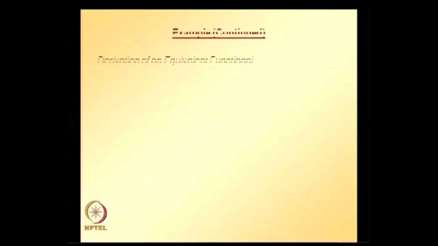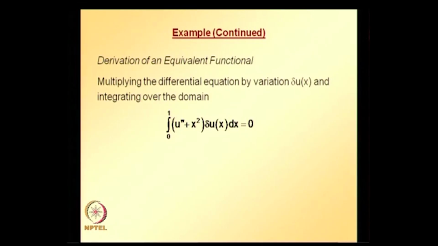So the first step is derivation of the equivalent functional. In that, what we need to do is multiply the given differential equation with the variation of the quantity that we are interested in, that is u, and integrate over the problem domain, that is 0 to 1. And here a new notation is used. I hope you are familiar with this. This is u double prime, it is nothing but the second derivative of u. Usually this kind of notation is used to write the equation in a compact manner.